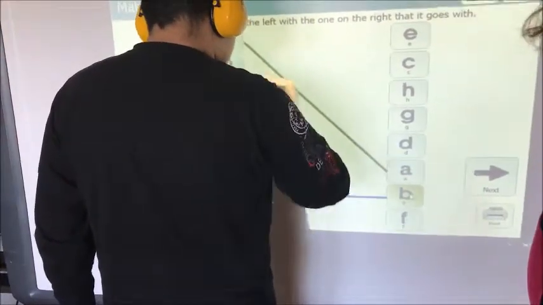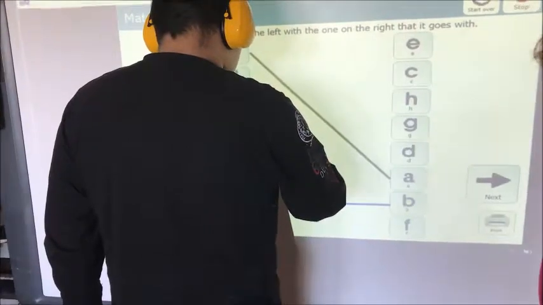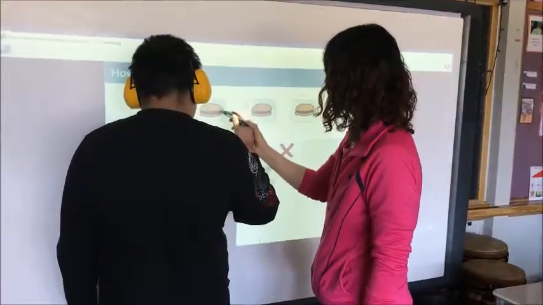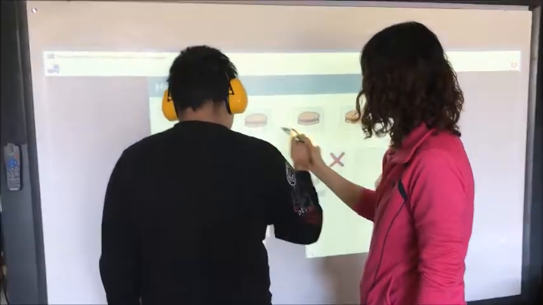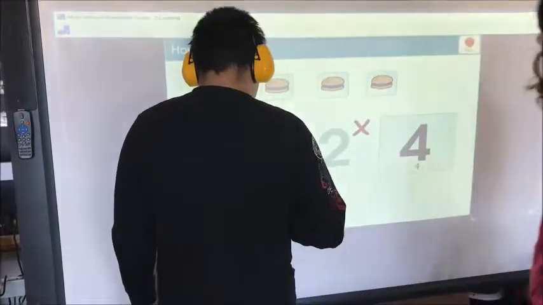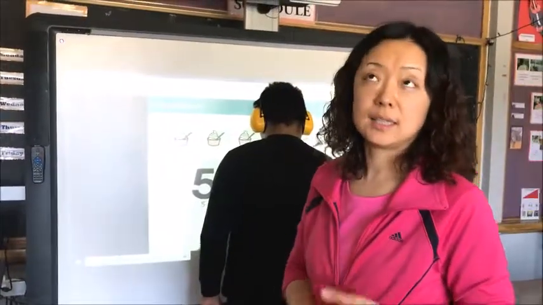B. That's right. Wow. C. Excellent. That's right. Count how many hamburgers? 1, 2, 3. So how many? 3. Good job.